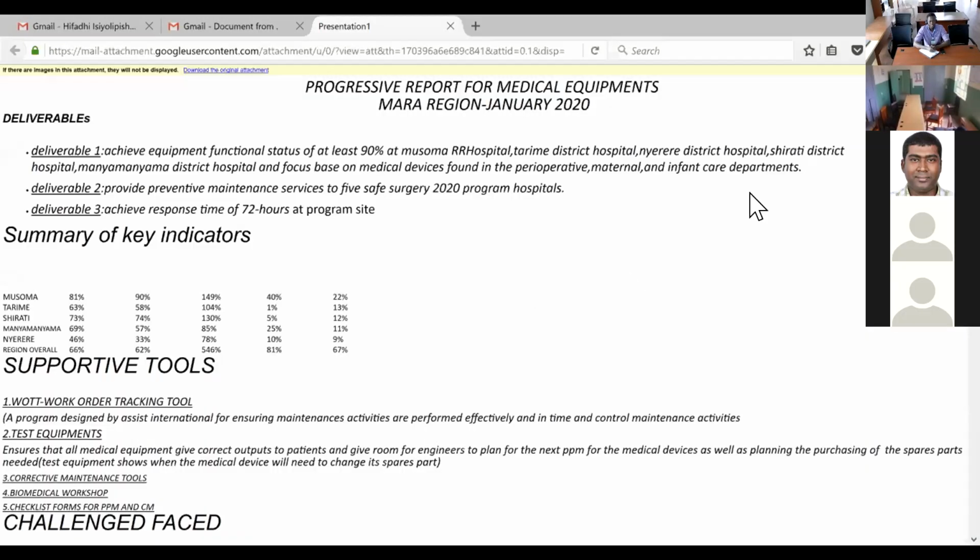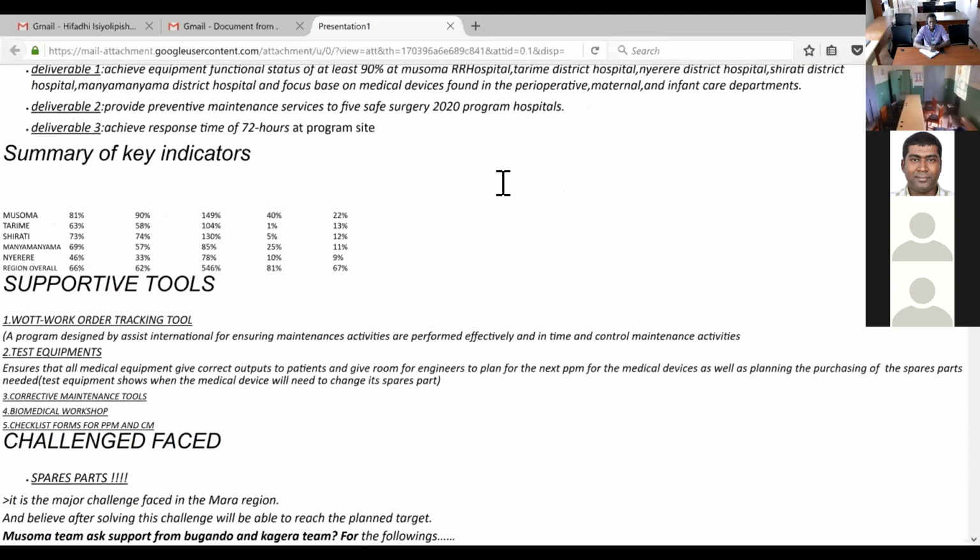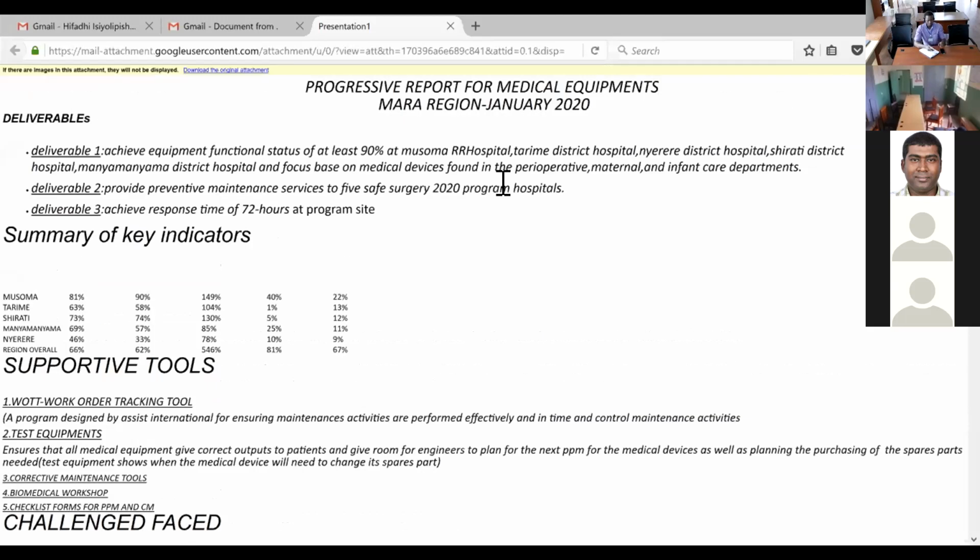Okay, so our first presenter today, as I said, is going to be Benedict. I'm going to be sharing his screen. Benedict, can you see the screen? Yes, I can see the screen. Please continue.